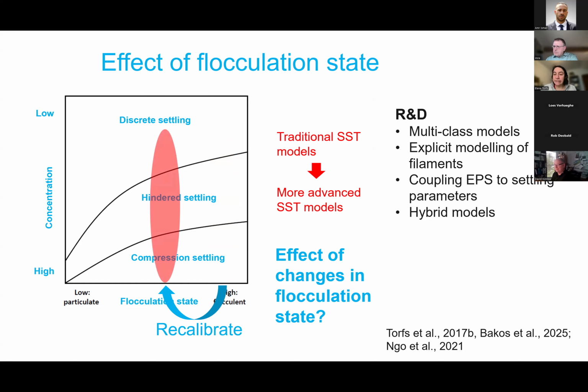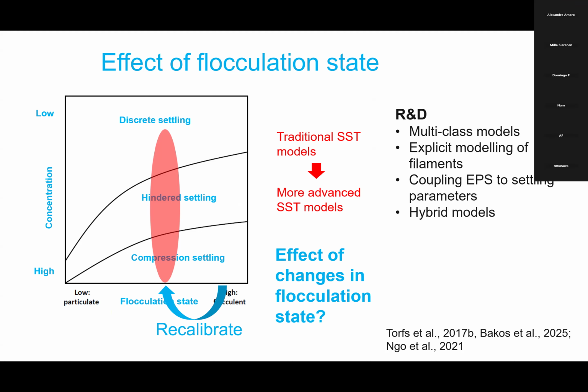Again, a lot of R&D has happened, so some efforts to create multi-class models where you have multiple classes of particles of different size, so you can kind of cover the flocculation state. Nice in theory, but calibration-wise, of course, you add a lot of complexity. People have tried to explicitly add a class of filaments to your sedimentation model to kind of account for the filamentous effect on your settling velocity.